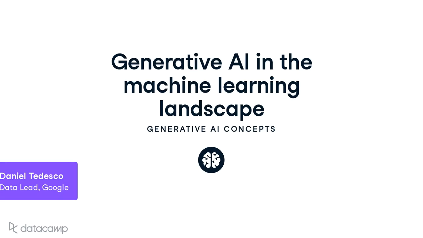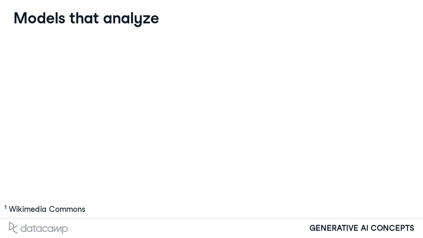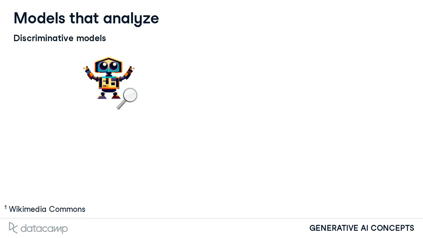In the last video, we got a first look at generative AI models, but how do they fit in with other types of machine learning? Many machine learning, or ML models, are known as discriminative models because they discriminate between different types of inputs. These models can answer closed-ended questions, which have a limited predefined set of answers.